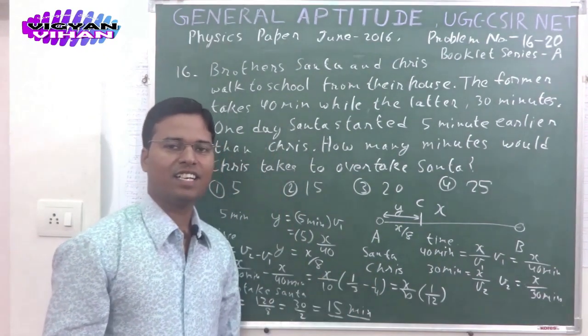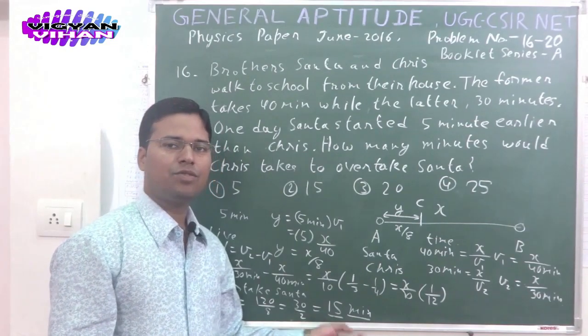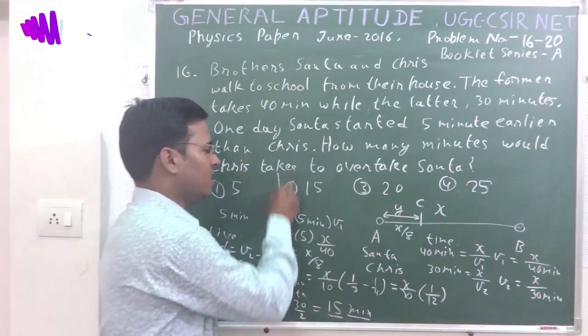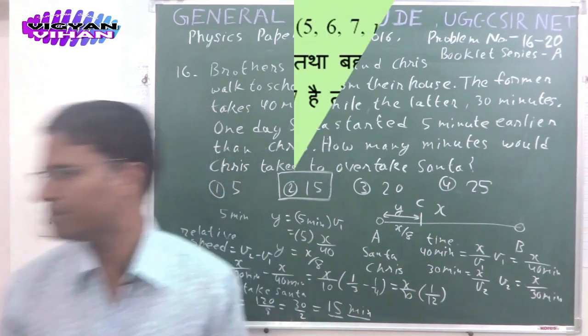The correct answer is here. Chris will take 15 minutes to overtake Santa. Option 2 is the correct answer of this problem.